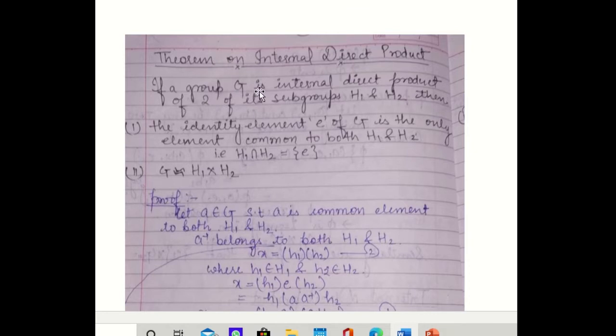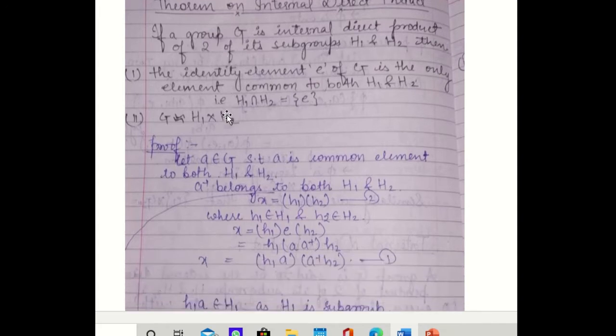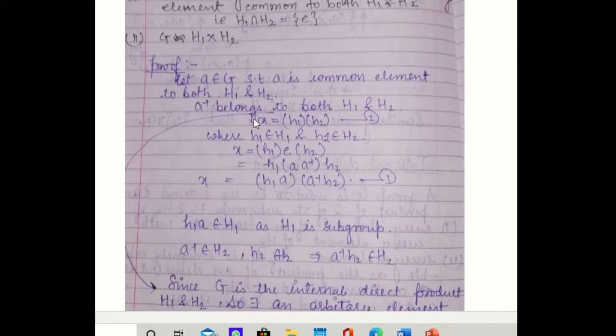If a group G is internal direct product of two of its subgroups H1 and H2, then the only common element between H1 and H2 must be the identity element, the very first thing. The second thing is G is isomorphic to H1 cross H2, that is direct product of H1 and H2. So we are going to prove this theorem.